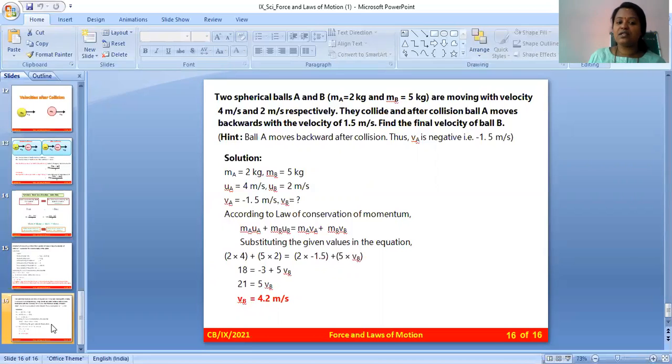You could see the initial velocity of ball B was 2 meters per second, and later it has turned out to be 4.2 meters per second. So in this way, we have learned today the conservation of momentum and numericals based on conservation of momentum.